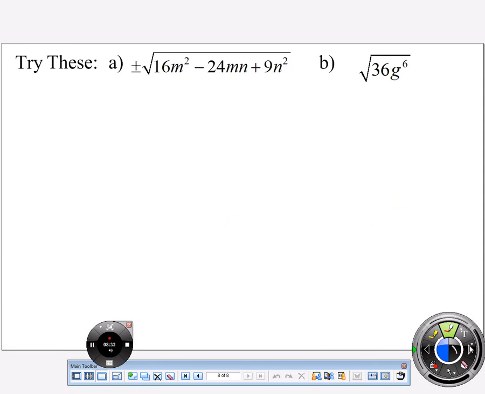All right, so again, here's a couple of try these. And note for this first one, you can't take the square root of something unless you have perfect squares. So it will help you to factor these. And then finish taking whatever indexed radical you're trying to take. So in the second one, the square root of 36 is 6. The square root of g to the 6 is g to the 3rd. It needs to be positive, so absolute value bars around g.